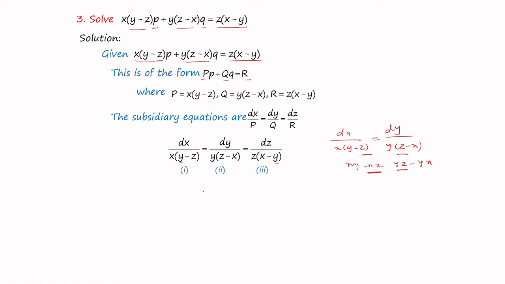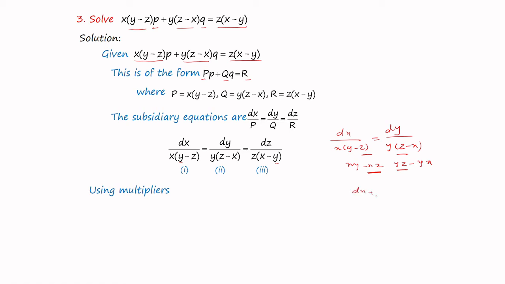So the only possibility is to go for the method of multipliers. Okay, so what is the concept of the method of multipliers? After using multipliers, when you add these ratios, when you add the terms, the denominator should be equal to 0.